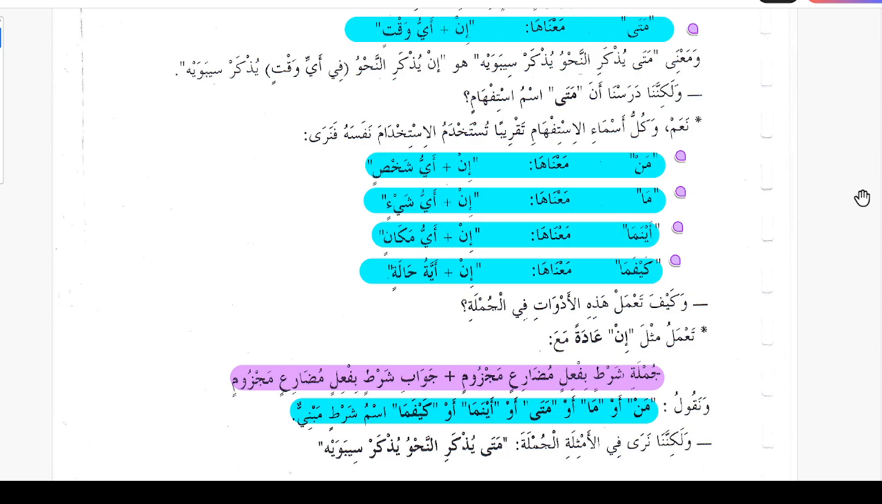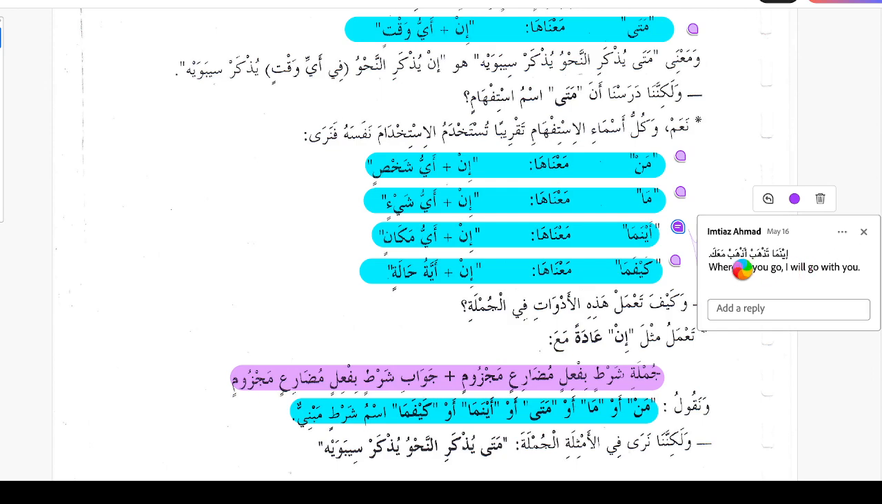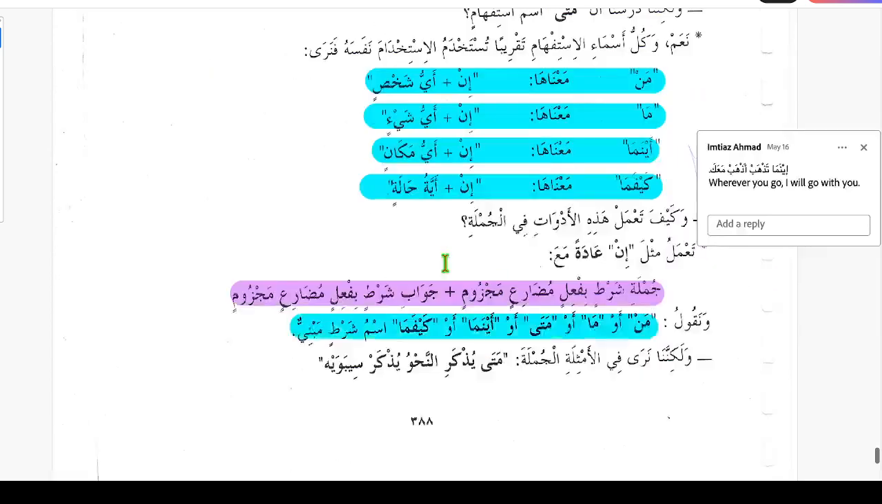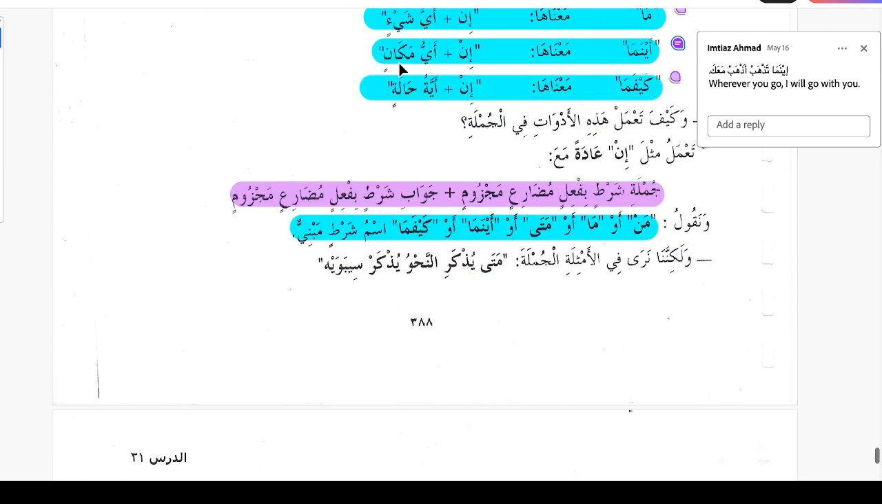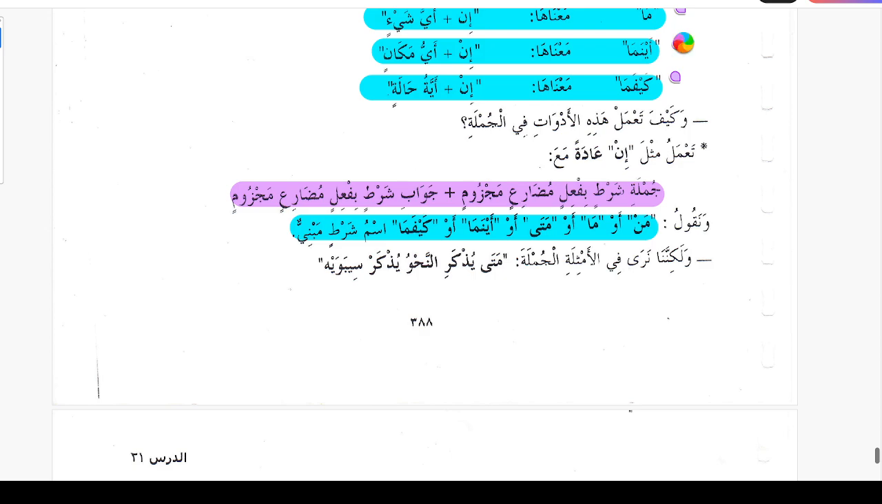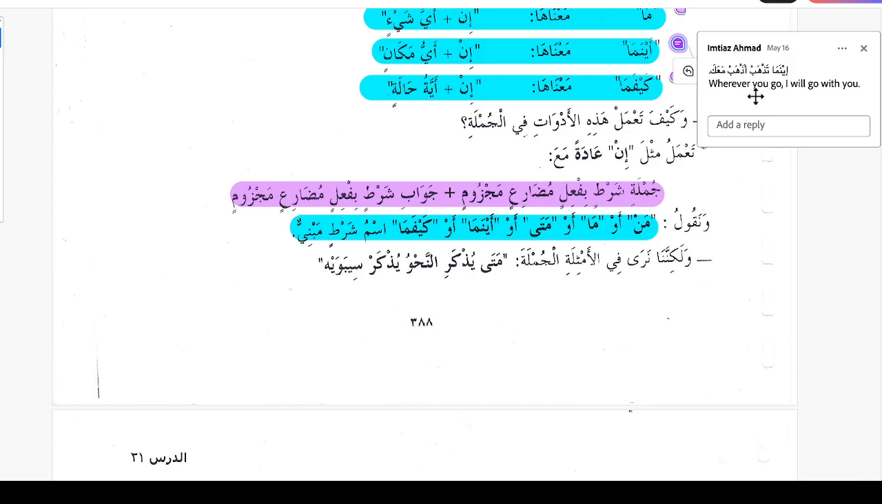And for aina ma, here is an example: aina ma tazhab azhab ma'ak, wherever you go, I will go with you. It's like saying if you go plus ayyu makanin, to any place, I will go with you. It's like saying in plus ayyu makanin, or in other words, wherever you go, I will go with you. So we use aina ma.